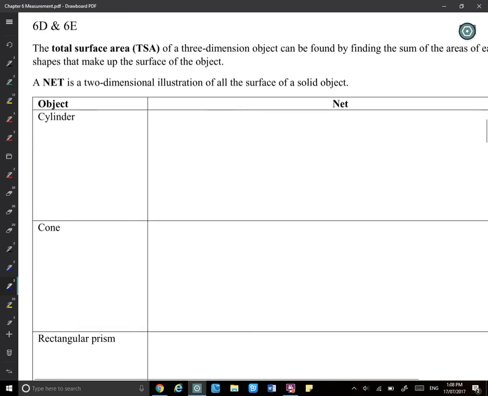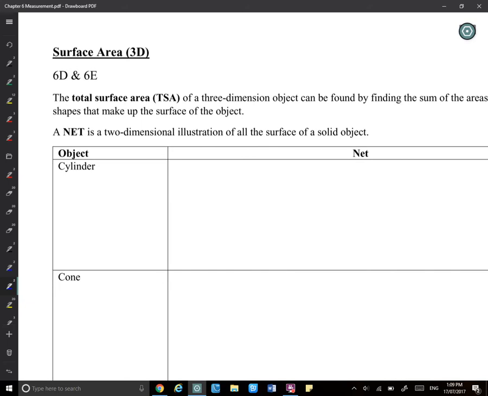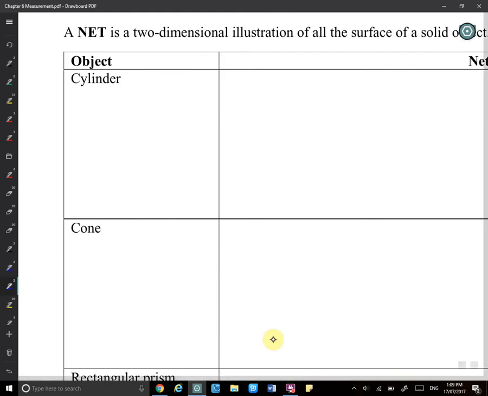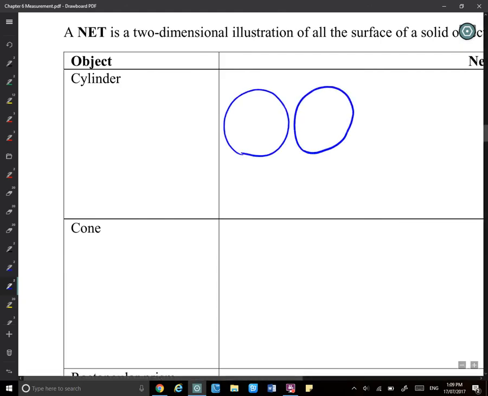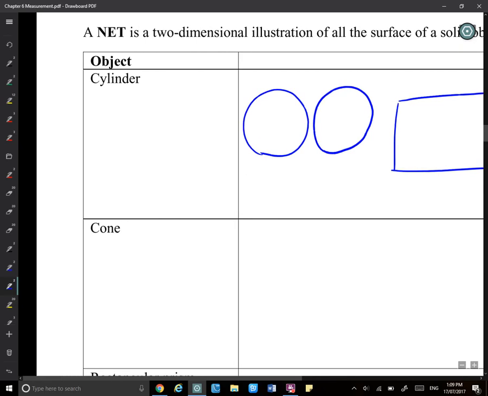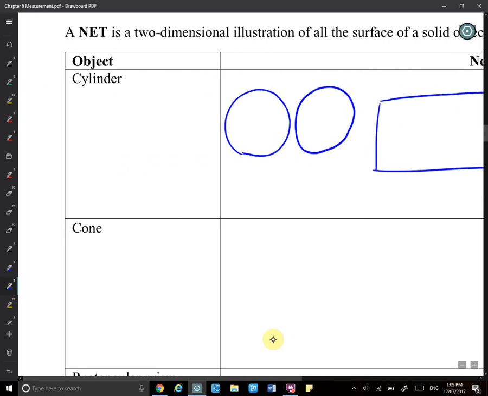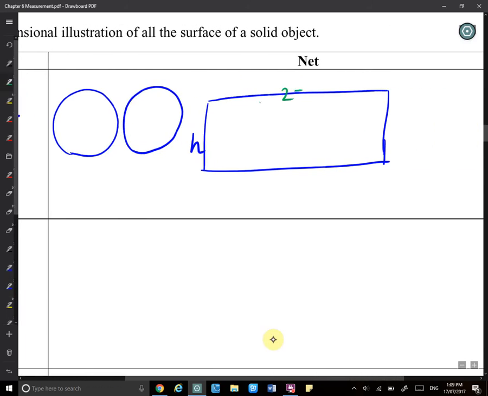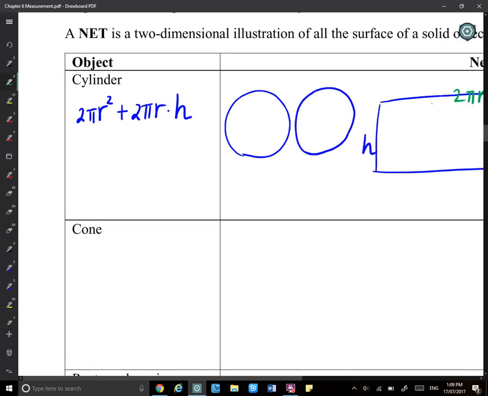The next one is the surface area. We talk about the cylinder. A cylinder is 2 circles plus a rectangle. So the formula will be 2 pi r squared plus 2 pi r times h. 2 pi r squared is the two circles, and h is this. 2 pi r is this length. So that's the total surface area.